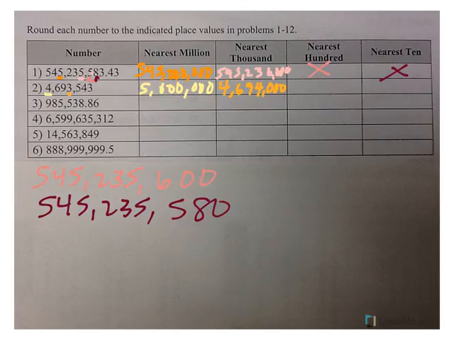We go to the nearest 100. 4 rounds down, so 4, 6, 9, 3, and then we round down, so 500. And the nearest 10, 3 rounds down, so I'm going to go ahead and put that down here. I have 4, 6, 9, 3, 540.